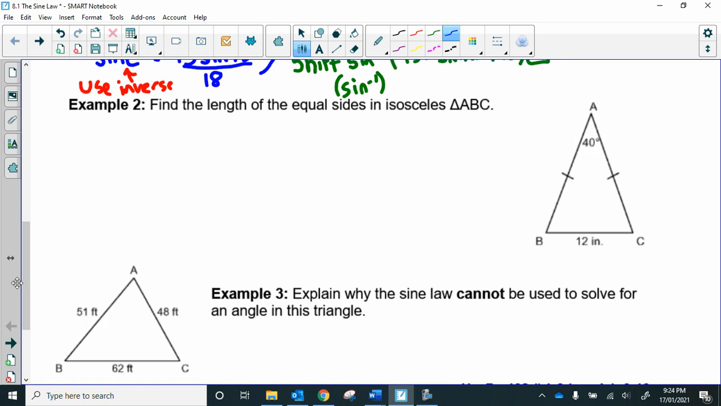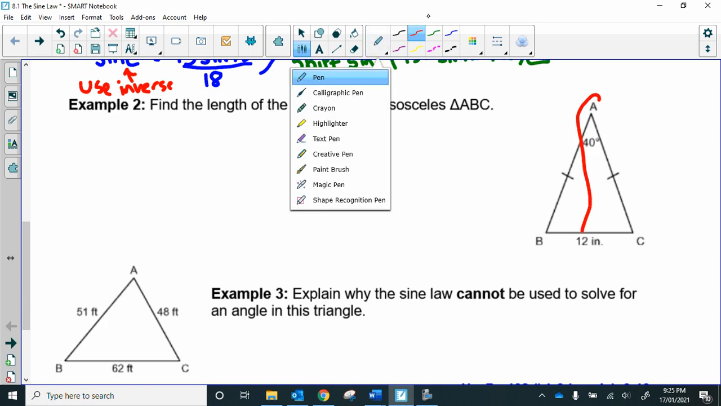Find the length of the equal sides in isosceles A, B, C. So don't forget, when we use sine law, we need to have an opposite pair. So I actually see my opposite pair here, my A's.